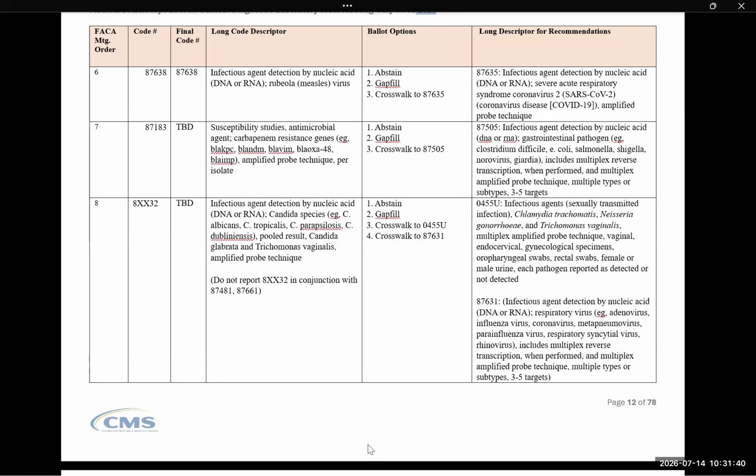The subcommittee, after discussion, agreed with the sponsor and is recommending a crosswalk to 0455U on the basis that both tests are for the same clinical indication, which is STI detection, report the same number of targets, and use the same methodology. Thank you. Are there any new options for the panel to consider, or any questions or comments from panel or CMS? All right. If not, panel members, please cast your votes.